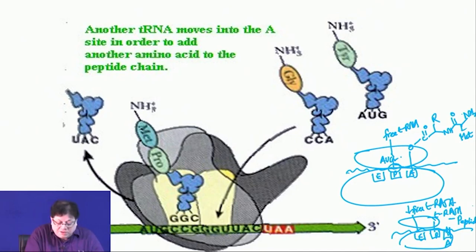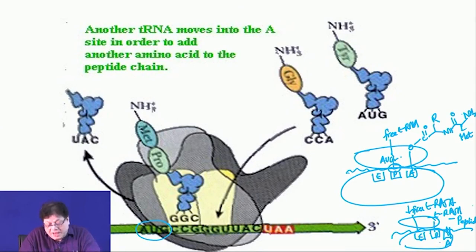See, AUG is the first one. So this is the step where the tRNA, this is exit, that means the free tRNA now goes out, leaving the P site as the growing peptide chain. The first one is methionine, in this case the example that is given here, the second one is proline.